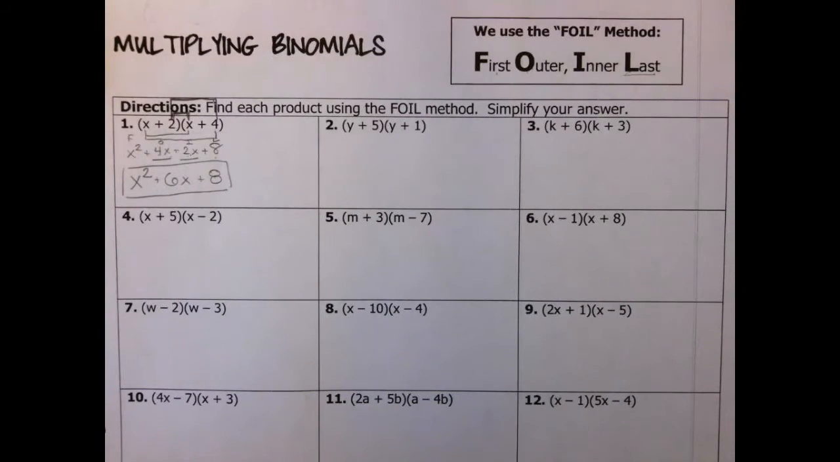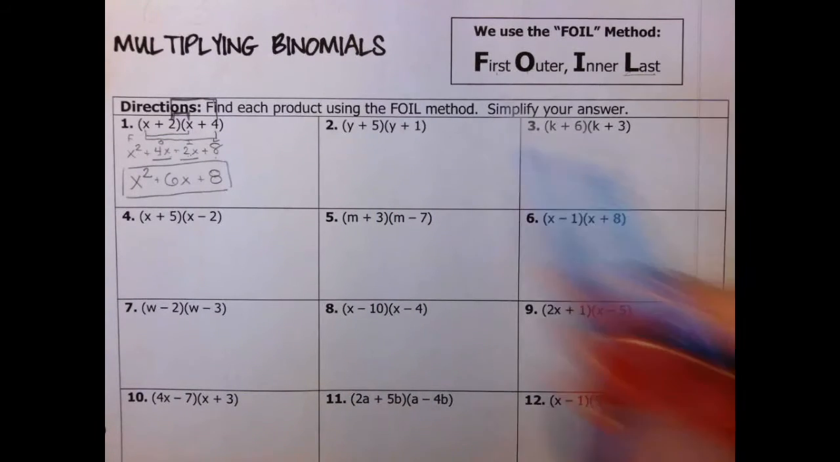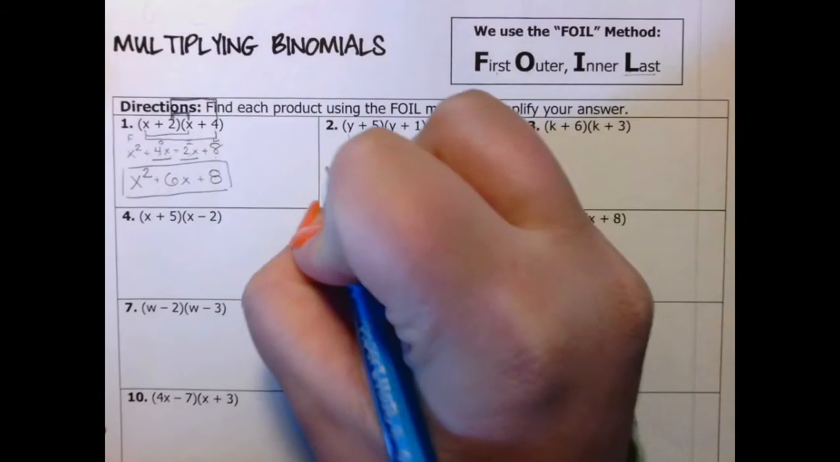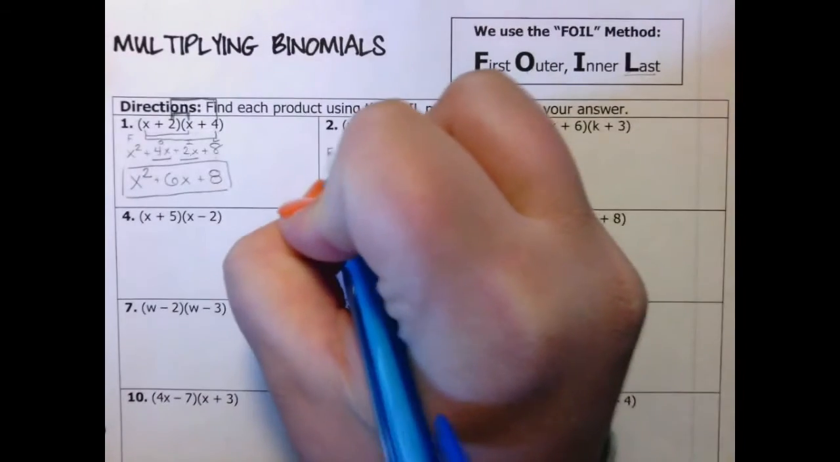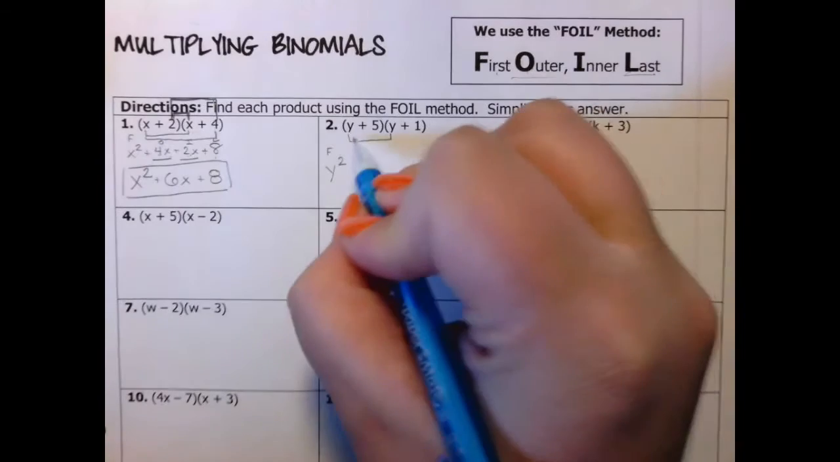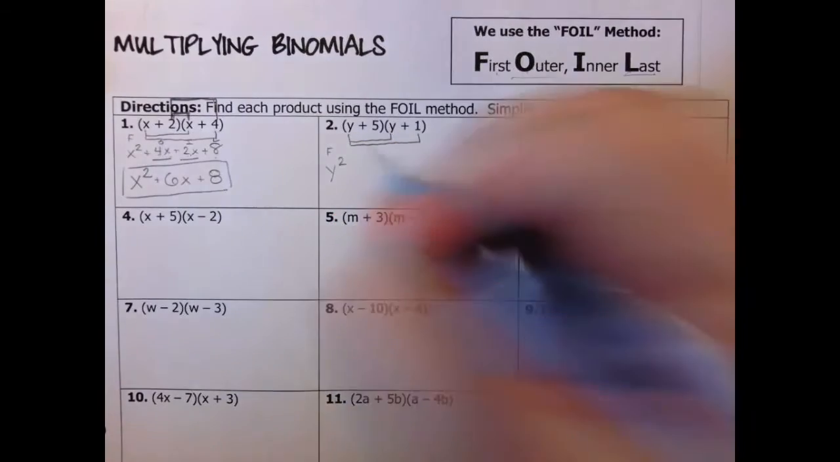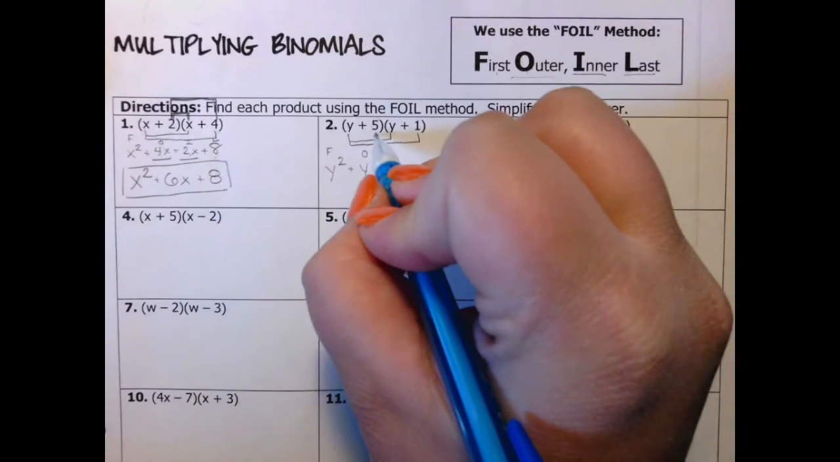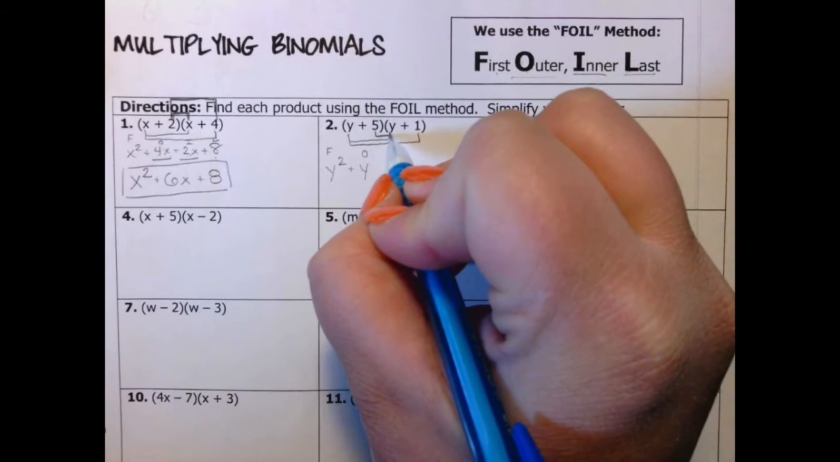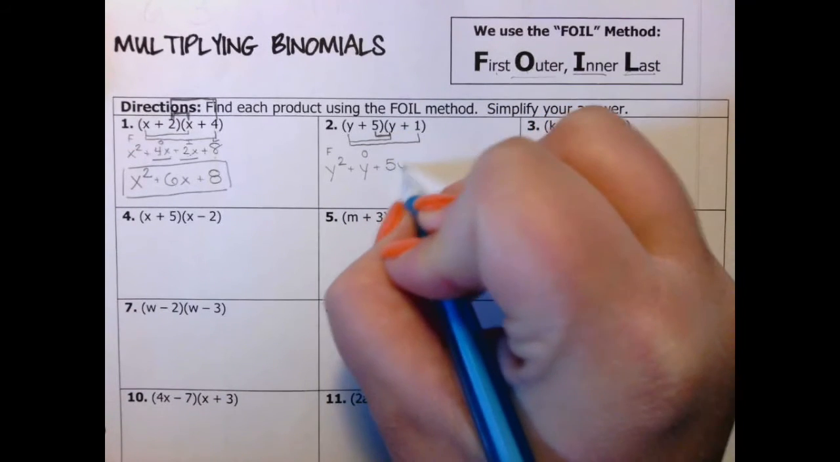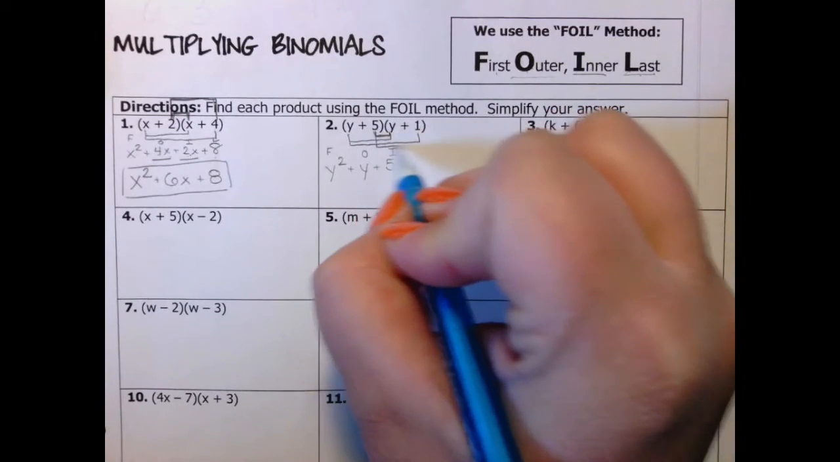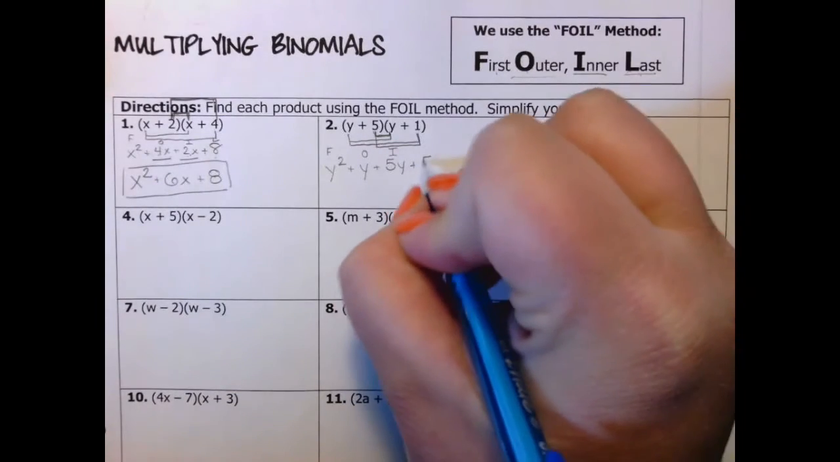I'm going to try another example together. So number 2, I have y plus 5 times y plus 1. So I'm going to start with my F, my first term on both. So y times y, giving me y squared. That's my F. Then my outer terms, so y times 1, which is going to give us plus y, that's my O. Then my inner term, so 5 times y, which is going to give me 5y, that's my I. And then my last term, so 5 times 1, it's going to give me 5, that's my L.